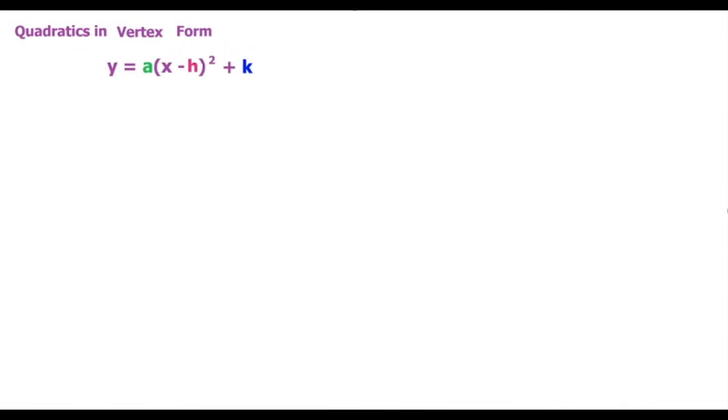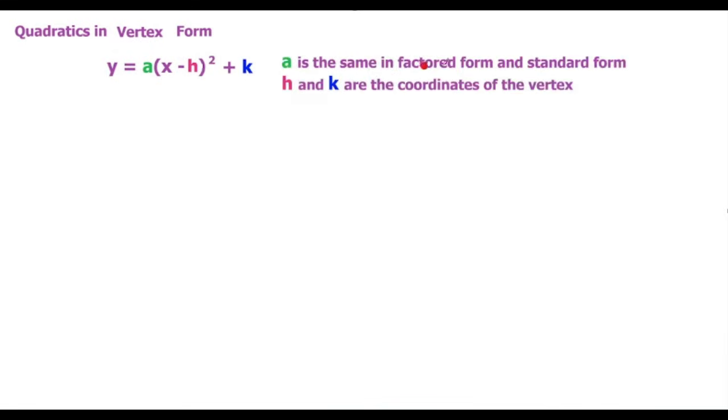In this video, I'm going to review everything you need to know about quadratics in vertex form. So vertex form has the look of this. It's y equals a(x minus h) squared plus k. This is vertex form. So a is the same in factored form and in standard form. A is always a. H and K are the coordinates of the vertex. So it looks like this, H comma K.